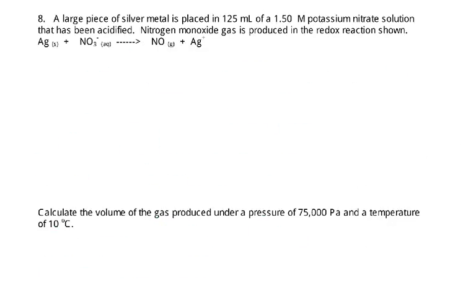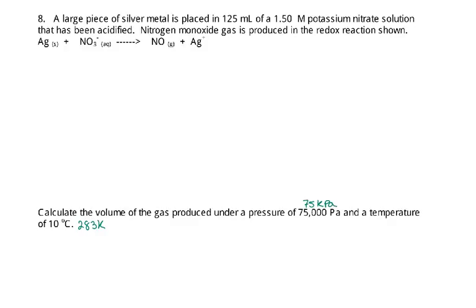All right, let's go to number 8. It says a large piece of silver metal is placed in 125 milliliters of 1.50 molar potassium nitrate solution that has been acidified. Nitrogen monoxide gas is produced in the redox reaction shown. We want to calculate the volume of gas produced under a pressure of 75,000 pascals and a temperature of 10 Celsius. So again, as soon as you see a Celsius temperature, you want to change that to Kelvin, so that's 283 Kelvin. You probably also want to change the pascals. This would be 75 kPa.